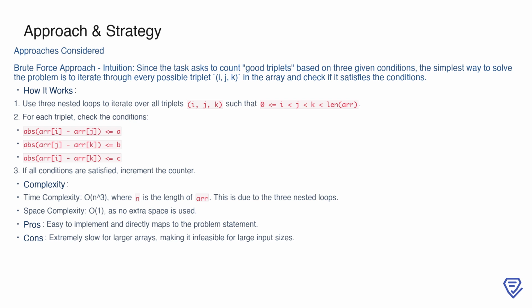While this approach is simple to implement and directly follows the problem description, it has significant drawbacks. The time complexity is n cubed, due to the three nested loops, which makes it infeasible for larger input sizes. On the other hand, it requires no additional space, with a space complexity of 1. This trade-off between simplicity and inefficiency makes the brute force approach unsuitable for most real-world scenarios with larger arrays.